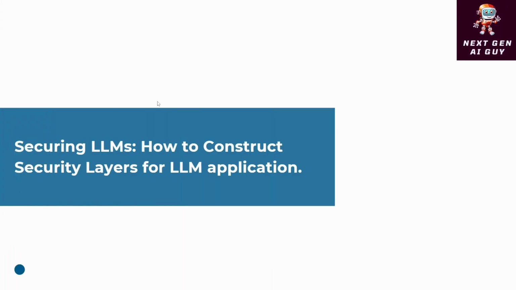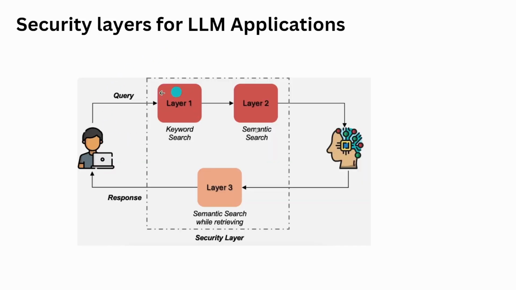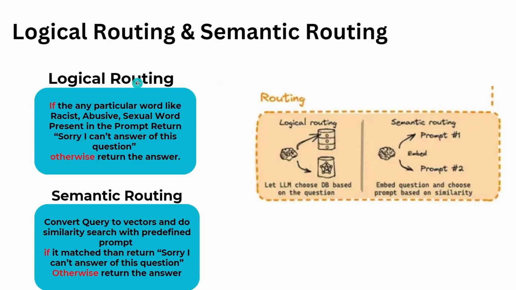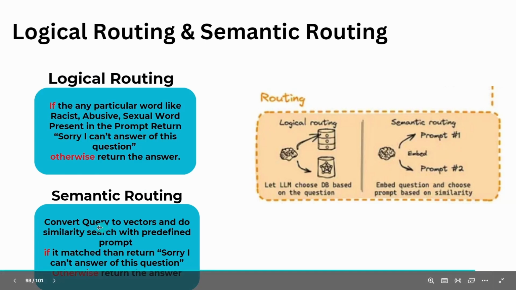The main important thing is securing our LLM models. How to construct a security layer for an LLM application. So this is the example. We will build 3 layers: layer 1, layer 2, and layer 3. Layer 1 is a keyword search, layer 2 is a semantic search, and layer 3 is a semantic search while retrieving.